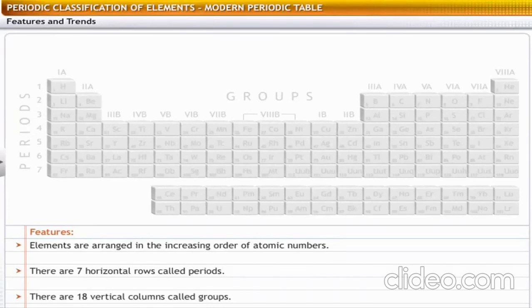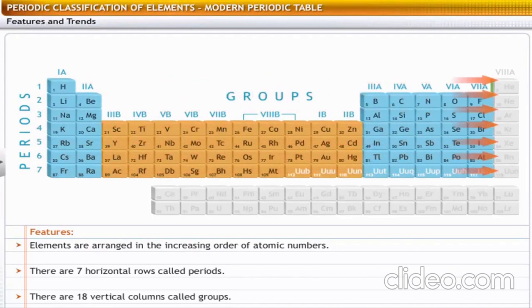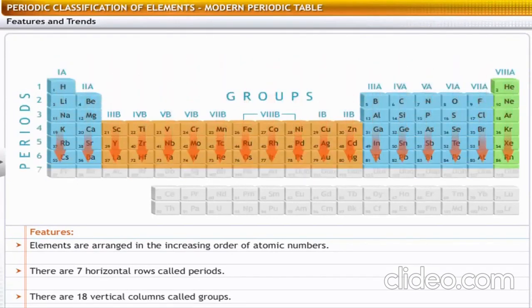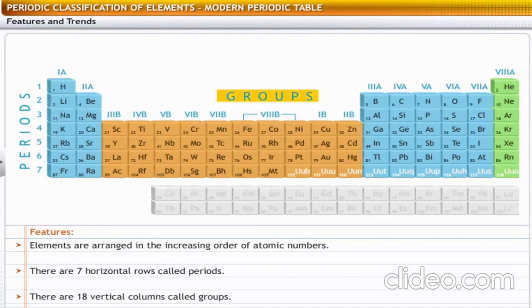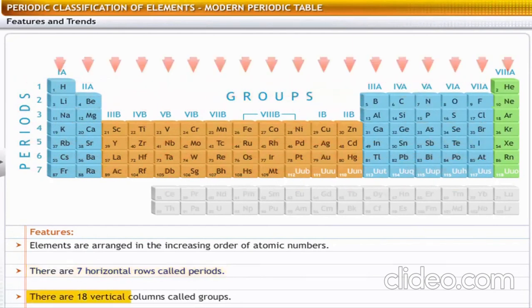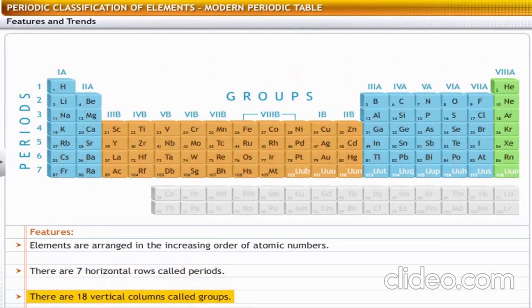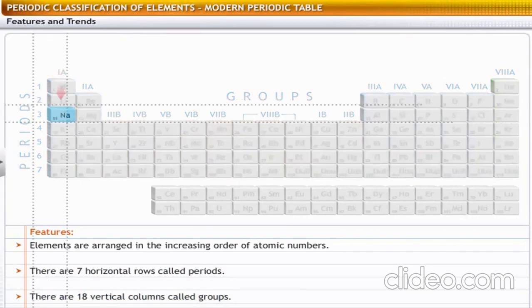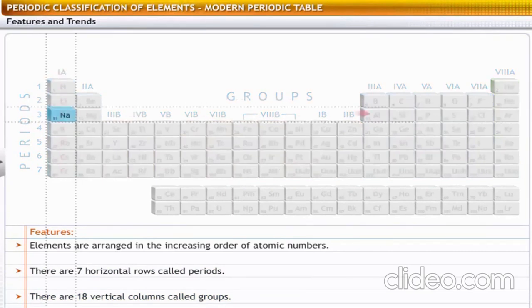Elements are arranged in the increasing order of atomic numbers. Horizontal rows in the periodic table are called periods, and vertical columns in the table are called groups. Elements in the modern periodic table are arranged in 7 periods and 18 groups. You can locate an element in the periodic table by referring to the relevant period and group. For example, sodium belongs to the first group and the third period.